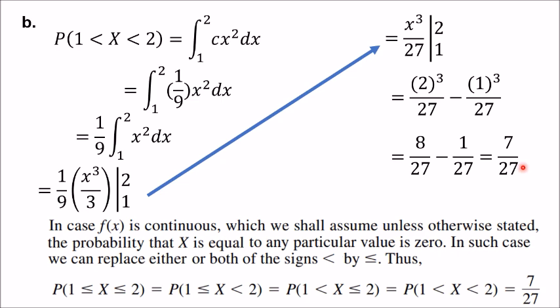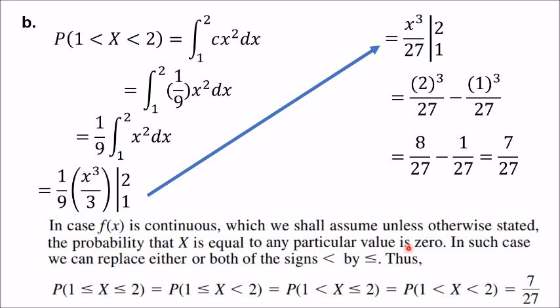So 7 over 27, in case f of x is continuous. Of course it is continuous, that is our topic, which we shall assume unless otherwise stated. The probability that x is equal to any particular value is 0. So that repeats what we said earlier.